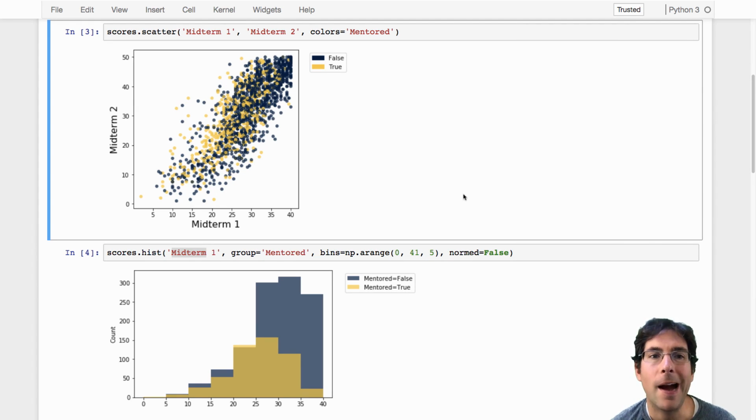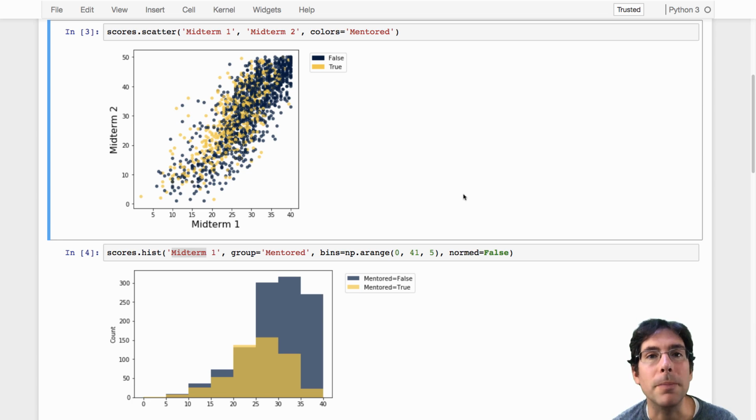One way to measure how a treatment group performed compared to their untreated or control peers is to use the control group to build a prediction model. We want to predict what midterm 2 score an individual might get based on their midterm 1 score in the control group, in this case among the students who were not mentored.